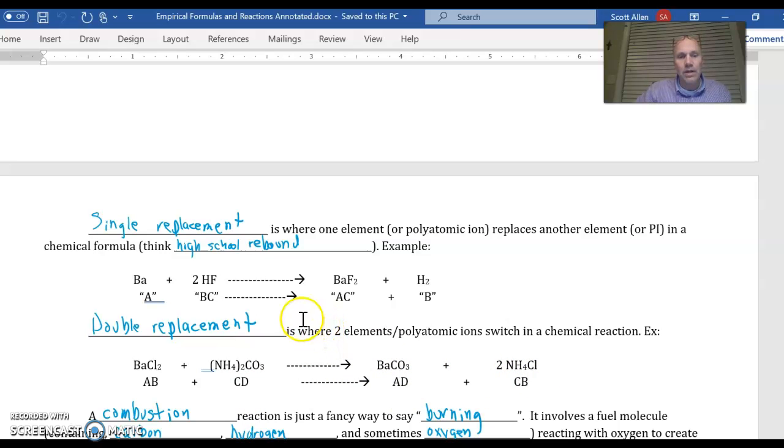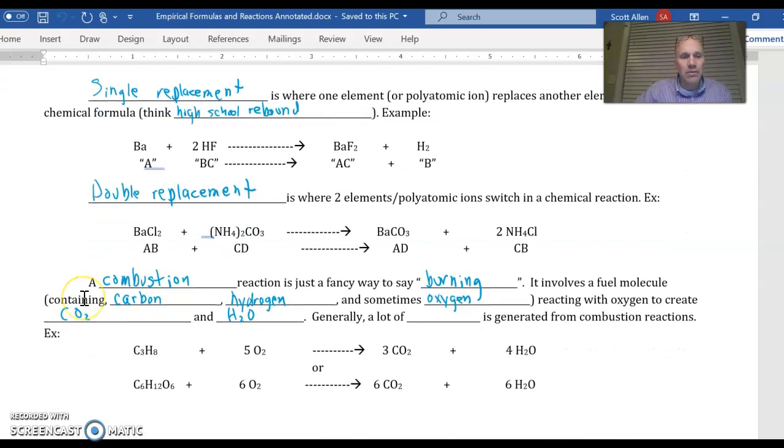All right, so the last type of reaction that you're responsible for recognizing is a combustion reaction. And combustion is just a fancy way of saying burning. All right, it involves a fuel molecule. And the fuel molecule generally contains carbon and hydrogen, but it sometimes contains oxygen. And it reacts with oxygen to make carbon dioxide and water. All right, and I should say, heat is generated when you have these. This is essentially whenever you burn something.